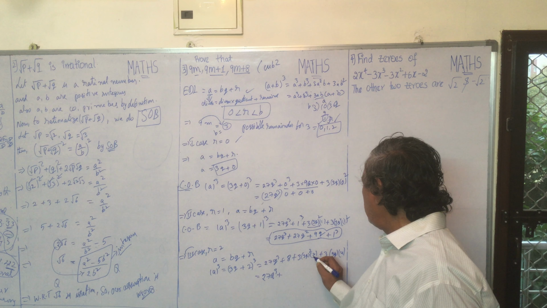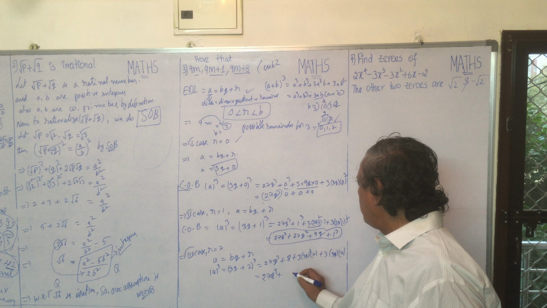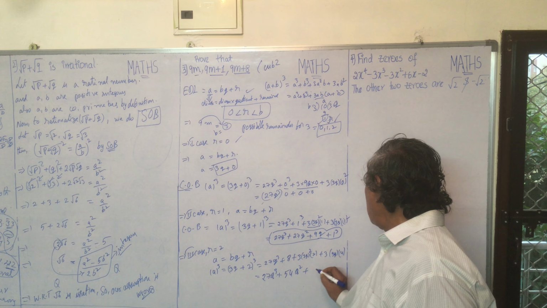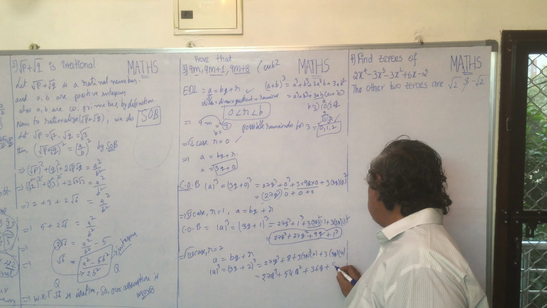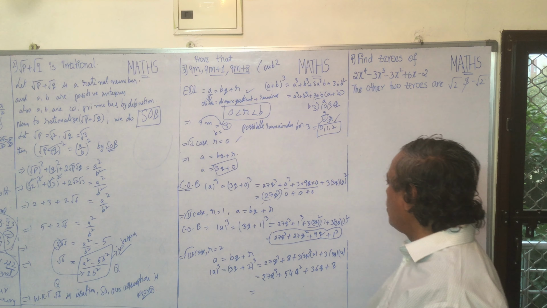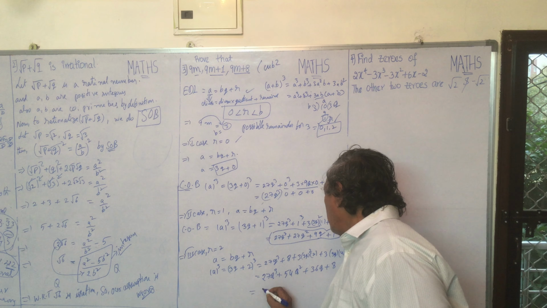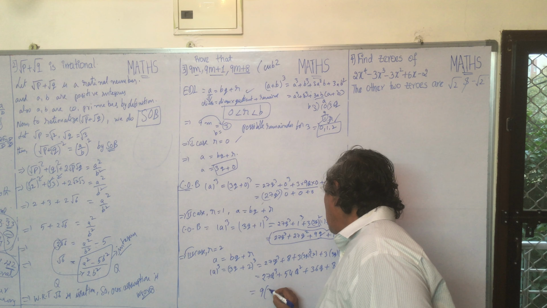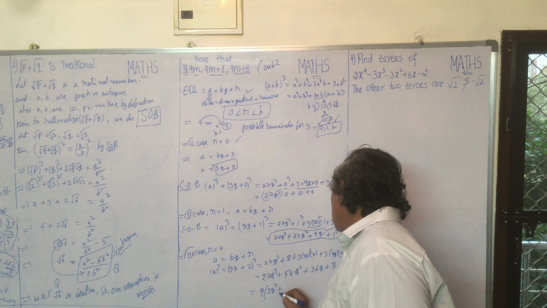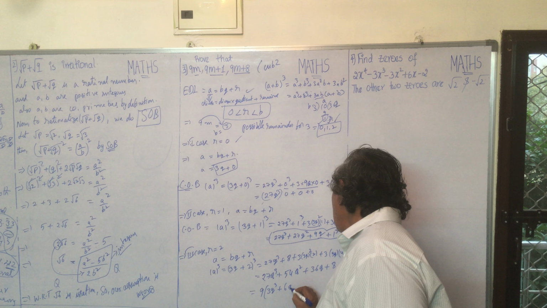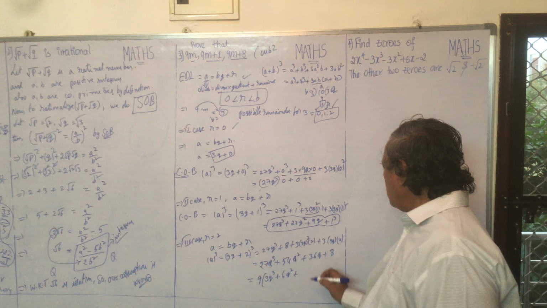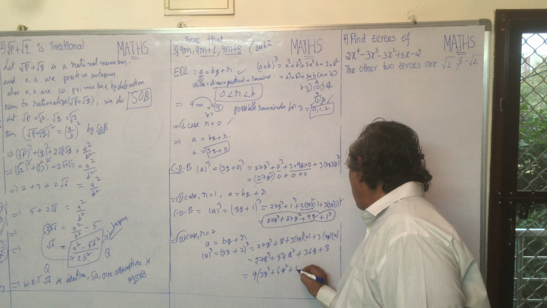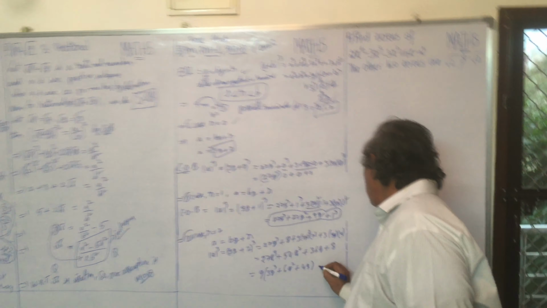3 7, 2 sevens 14 plus 1, 54 q square. 54 q square plus 3 3 9, 3 follow, 36 q, 36 q plus 8. Here take out common. 9 common, take out common 9, 3 cube plus 6 q square, 6 q square plus 4 q, plus 4 q, brackets close, plus 8.